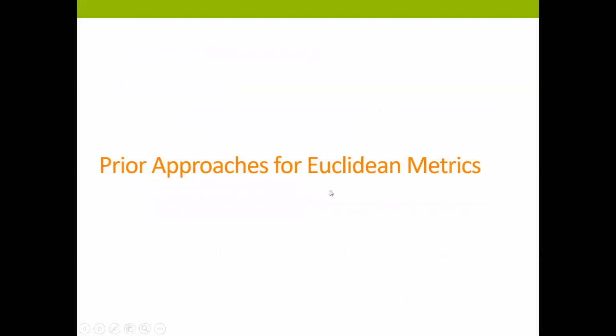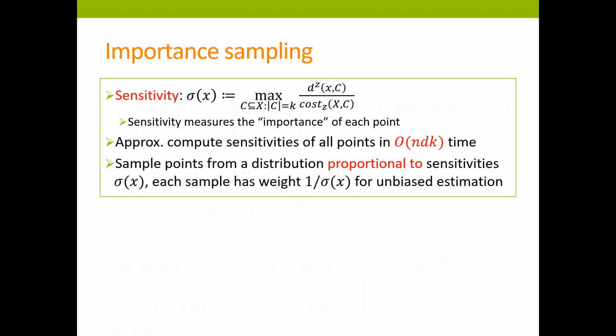Next, we overview existing approaches in Euclidean space. A widely used approach is called importance sampling. We define the sensitivity of a point to be the maximum ratio it contributes to the clustering objective with respect to all possible center sets. Roughly, this sensitivity measures the importance of each point. We approximately compute sensitivities of all points and take samples from a distribution proportional to sensitivities. Note that the computation time is only O(ndk).